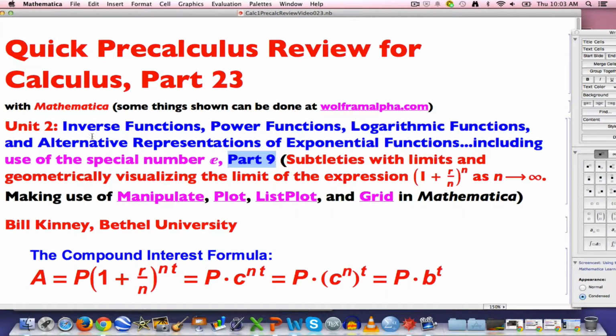Welcome to Part 9 of Unit 2 of Quick Precalc Review. In Unit 2 we've been thinking about the topics that you see here in the context of compound interest problems, and especially focused on thinking about the compound interest formula in lots of different ways.